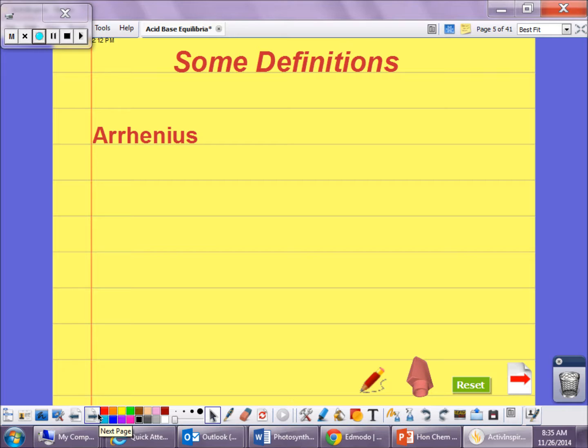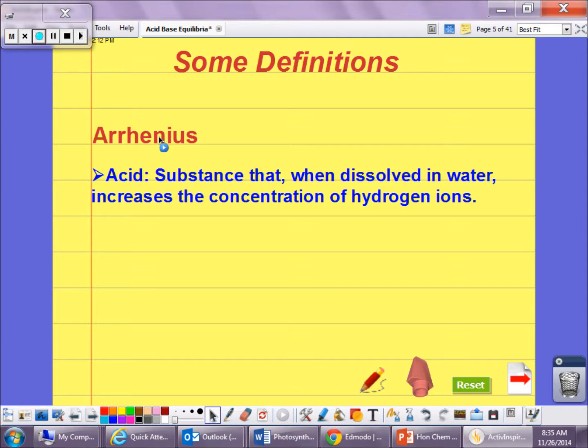You need to know 3 different definitions of acids and bases. Here's the first one. The Arrhenius is the more narrow definition. It is more limited. Arrhenius says an acid is a substance that, when dissolved in water, increases the concentration of hydrogen ion. It is, like I said, more limited than the other 2 definitions.